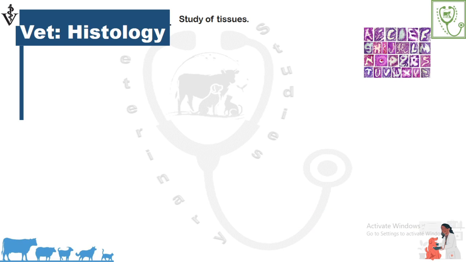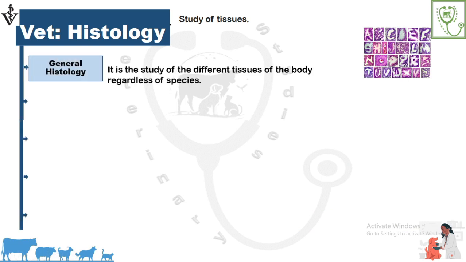Veterinary histology. It is the scientific study of the microscopic tissues of an animal body. Veterinary histology includes general histology. In this we study the different tissues of an animal body regardless of species. There are many species in animal sciences, and they have the same systems and organs, but in general histology we are not going to compare anything between the species.